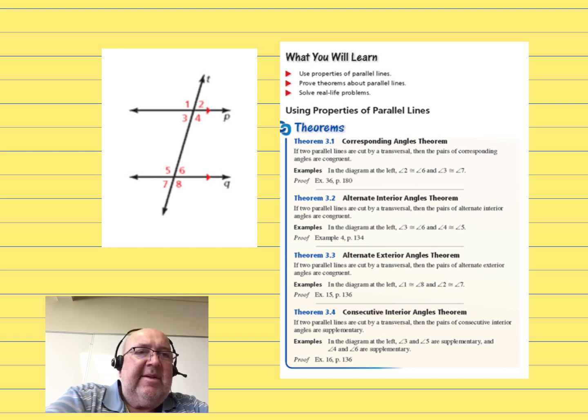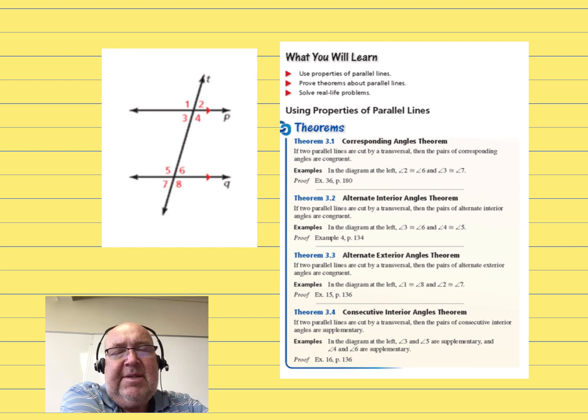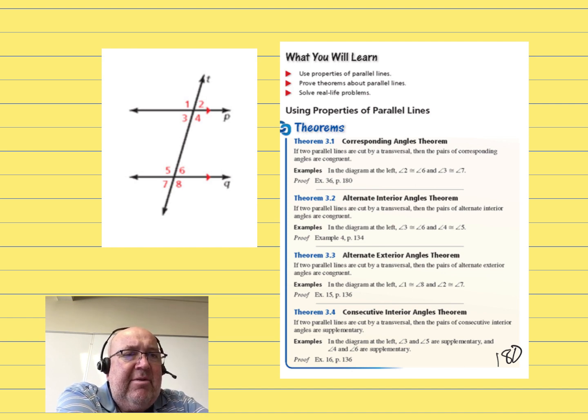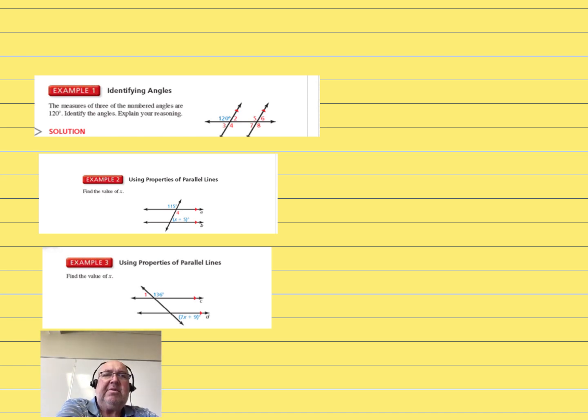And finally, consecutive interior angles, angles 5 and 3 and 4 and 6, are supplementary, meaning they add up to 180 degrees. So we can use those definitions to figure out from some given information what the measure of different angles are. So let's take an example or two. So first example, we want to identify angles that measure 120 degrees.